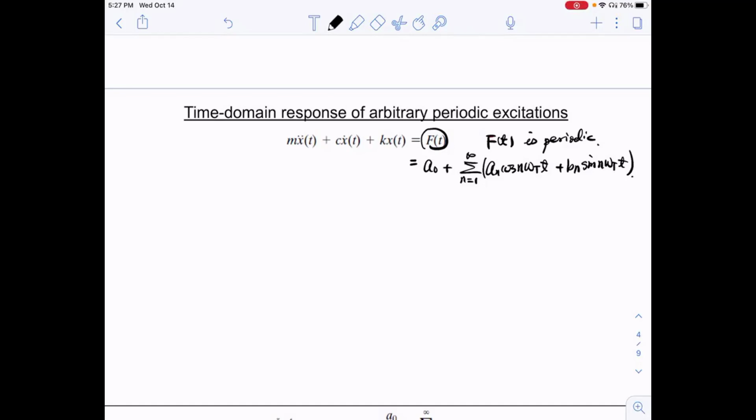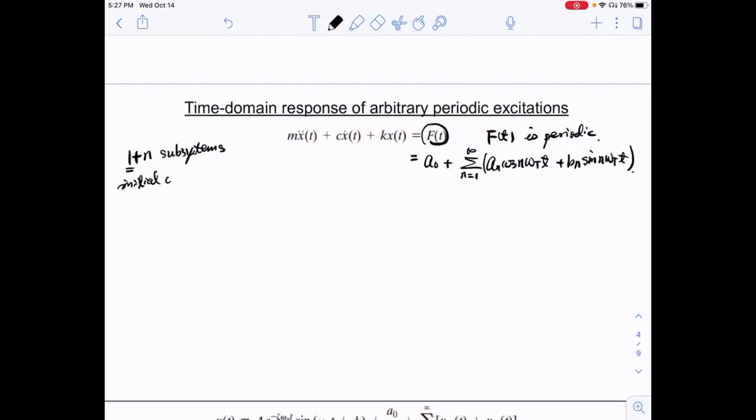So that means we just need to calculate the response. Then we have n subsystems. Actually 1 plus n, because the first one is always due to the initial condition. And then we solve the system due to each harmonic response, and then we eventually lump them together. But there are a few issues. The first issue is n equals positive infinity. How can we calculate an infinite number of harmonic responses? There's no way.